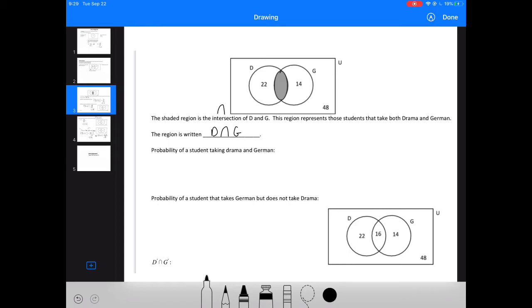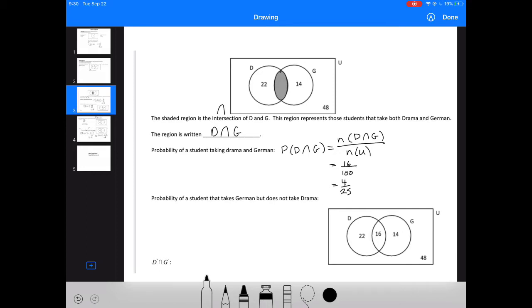In order to find the probability of a student taking drama and German, we would follow the same model that we've been doing so far. We're going to take our number of chances that they have to take drama and German over the total number of students, or the total number of chances. That is 16 out of 100, which would be 4 over 25, or you can change it into a decimal or a percent. It doesn't really matter.